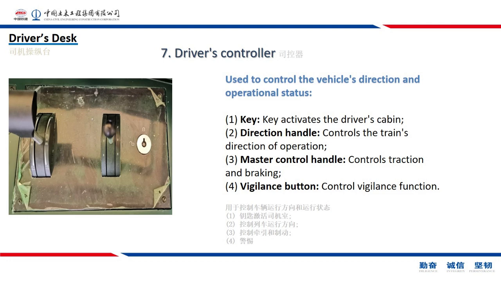Slide 27, driver's controller. Now we arrive at the most important component, the driver's controller. It manages 4 key functions: activating the cab with a key, setting the train's direction, controlling traction and braking, and ensuring vigilance. These are the core tasks of train driving, and mastering this controller is essential for safe operation.